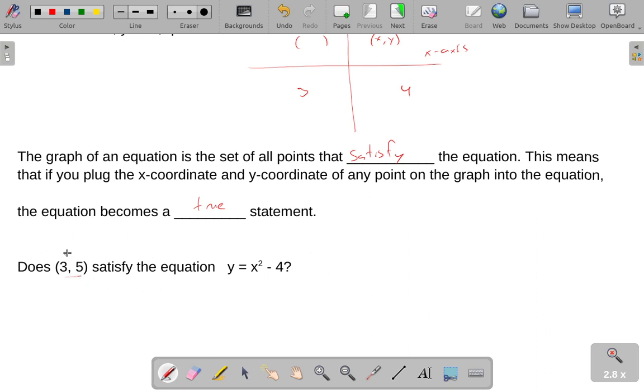This is the x-coordinate, this is the y-coordinate. So I'll plug those in, x, y. Alright, so we get 5 equals 3 squared minus 4. I'm just testing to see if this is a true statement. 5 equals 9 minus 4. I'm testing, so I'm going to do a question mark equals there. 5 equals 5. That's a true statement. So that means 3, 5 is on the graph. It satisfies.